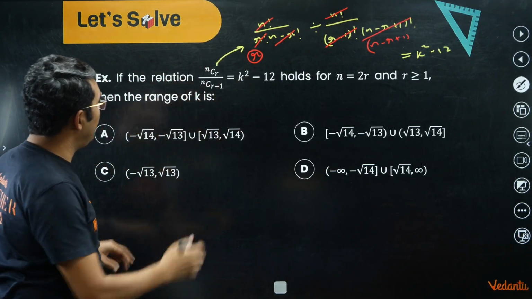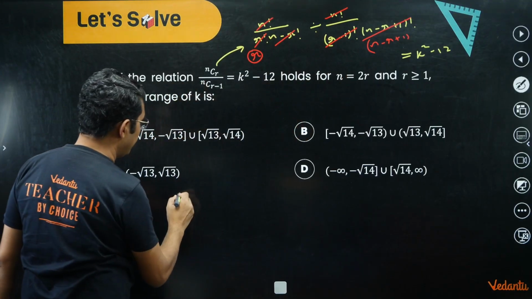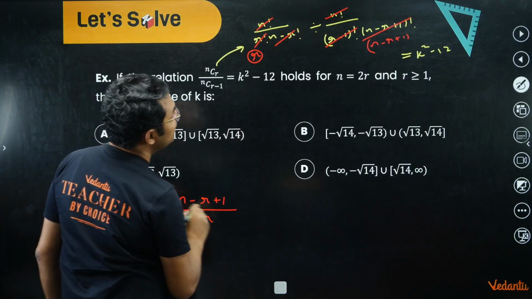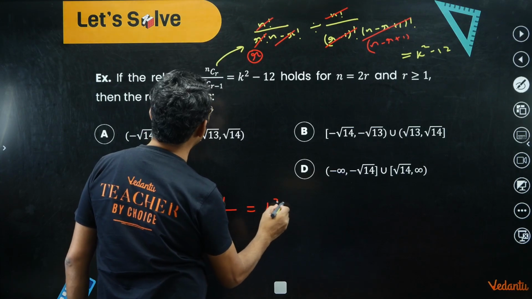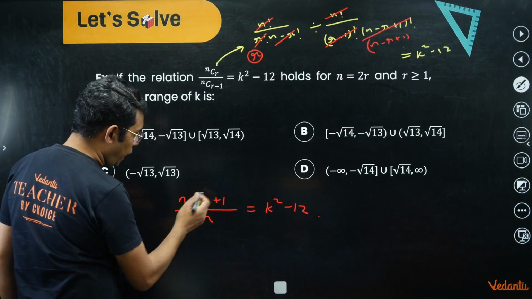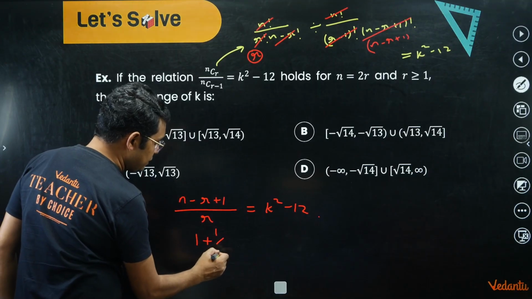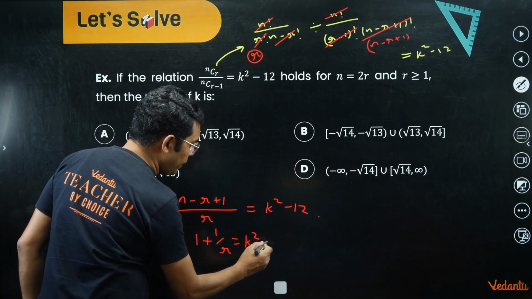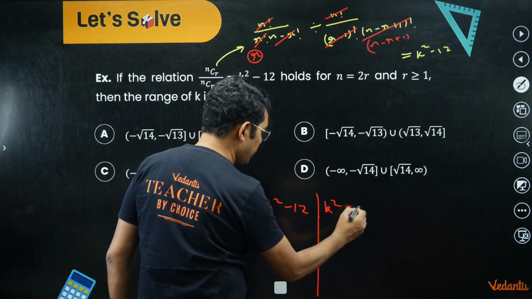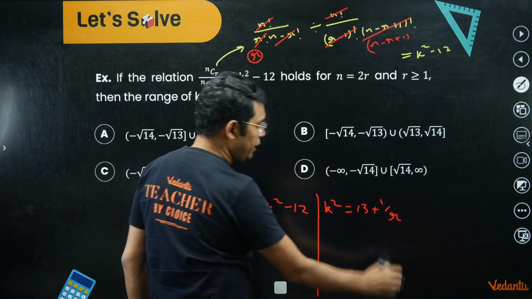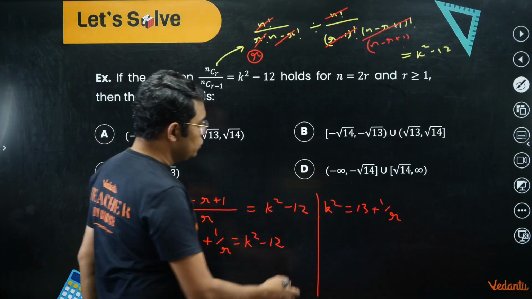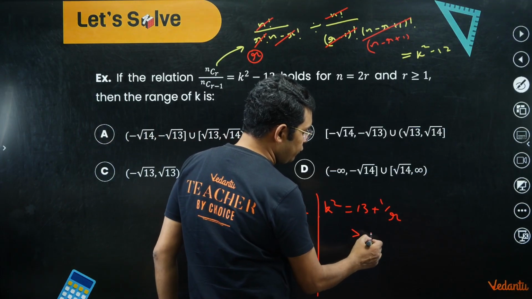So what we get after this calculation is, n minus r plus 1 in the numerator upon r, and this is equal to k square minus 12. Okay, and we are also given that n is equal to 2r. So 2r minus r is r, and r upon r will be 1. So 1 plus 1 upon r is equal to k square minus 12. Okay, so the value of k square is equal to 13 plus 1 upon r, and as we know, r starts from greater than or equal to 1, they have given, so the value of k square will be greater than or equal to 14.